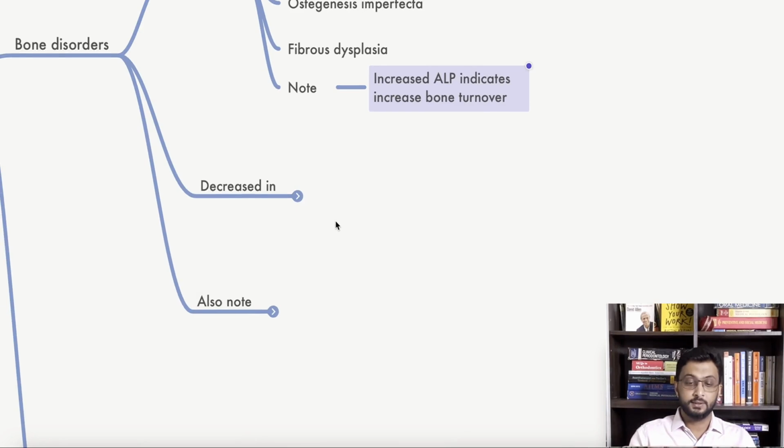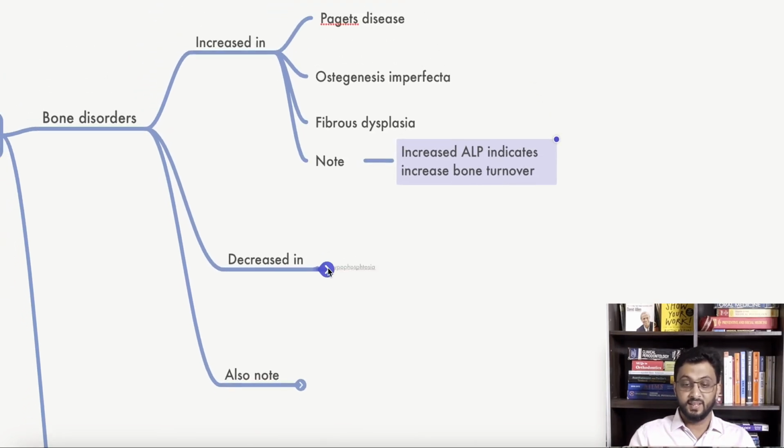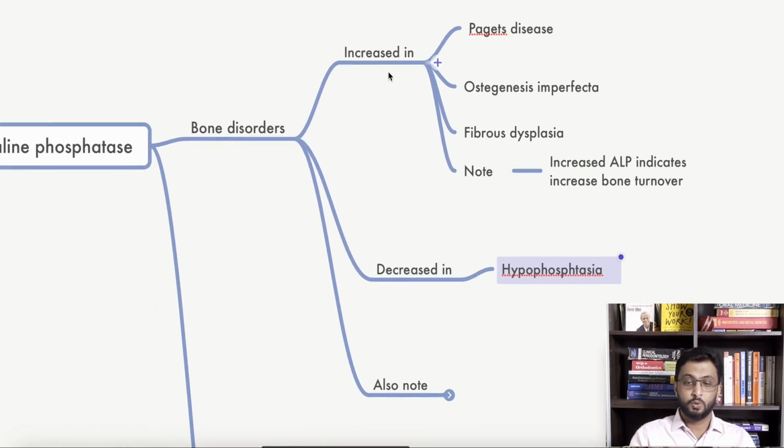So it's alkaline phosphatase. Now please note, there is a disease where alkaline phosphatase is decreased. You might have come across this. It's called hypophosphatasia. It's one disease you have to just note. So in bone disorders, there is increased ALP and decreased ALP.